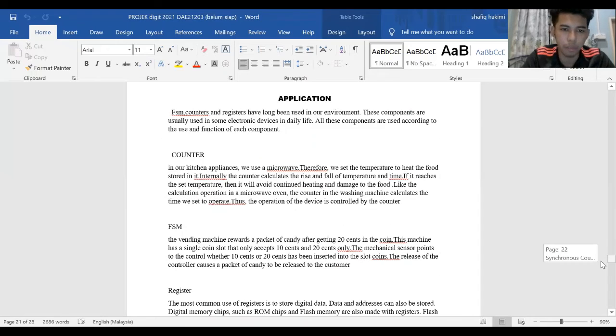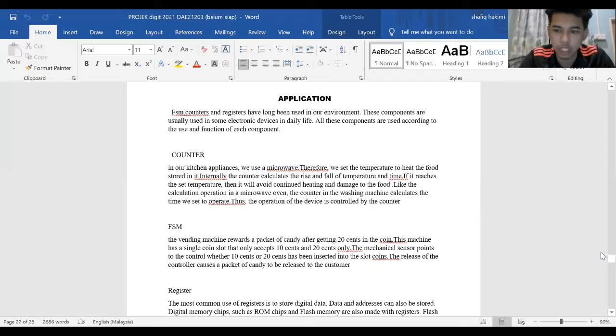Okay, for the application of this report, FSM, counter and register have long been used in our environment. These components are usually used in some electronic devices in daily life. All these components are used according to the use and function of each component.